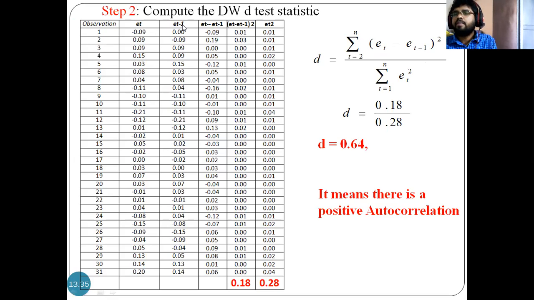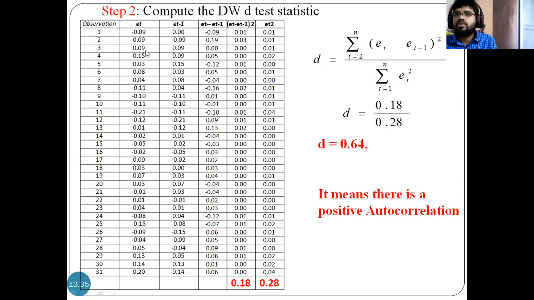It is ET minus ET-1. Then what we have to do, ET-1. So here I have taken the ET-1. This is the present year, 0.09. We don't have the previous year error, that's why I put 0. So this year, in the second observation, 0.09, its previous year is this one, minus 0.09.